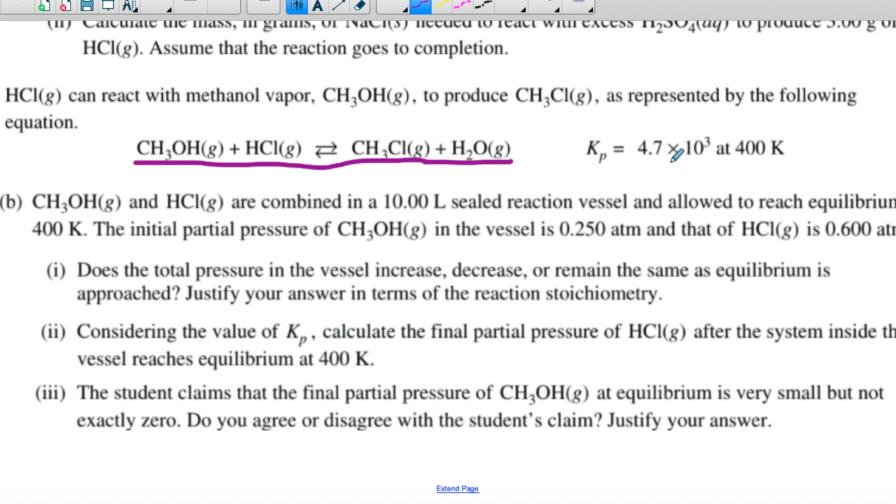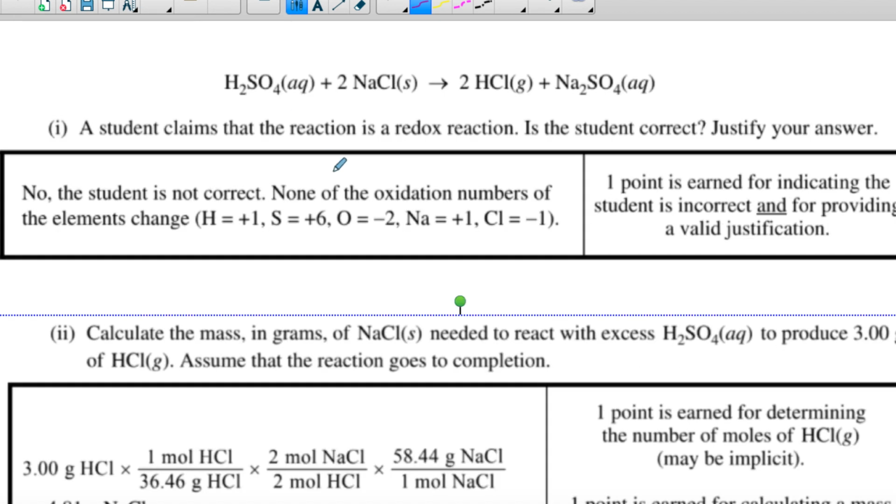Considering the value of K, calculate the final pressure of HCl. So this is the time when they're giving you a value for K and asking you to find the equilibrium pressure. All right, so let's see how they actually worked on answering those questions.